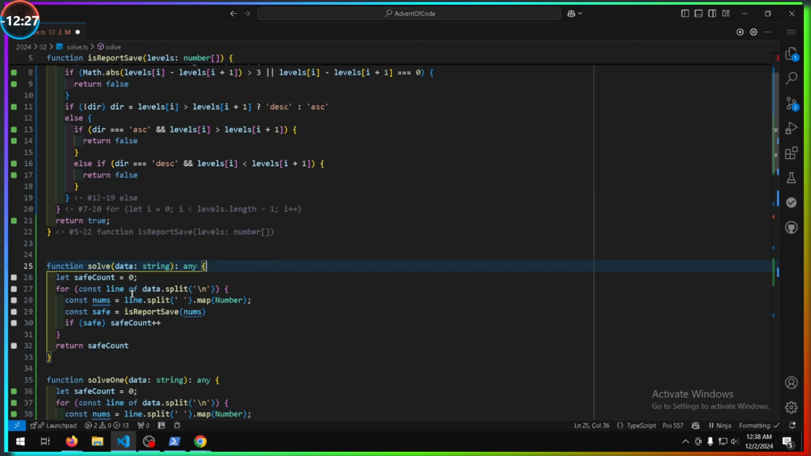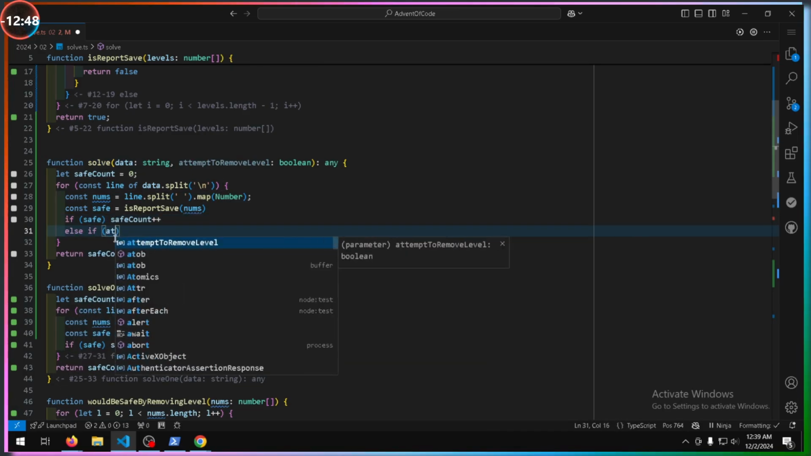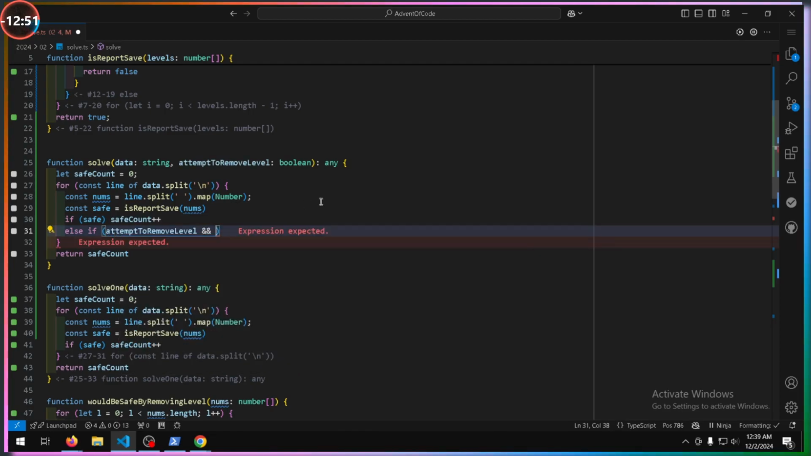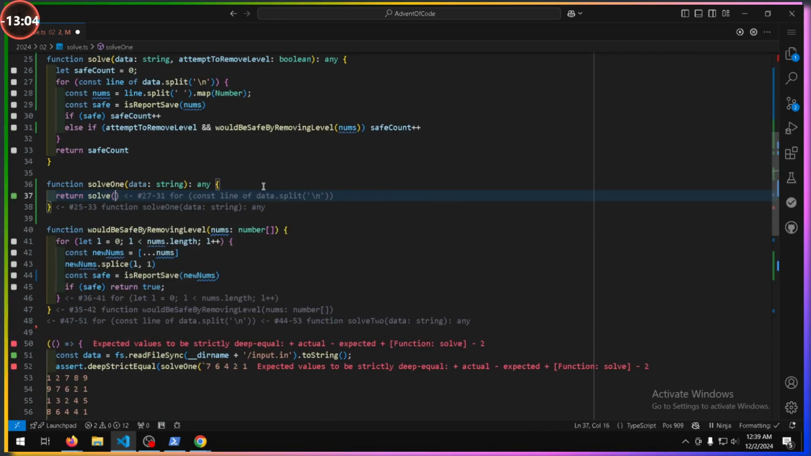So, panel here, attempt to remove level boolean. There we go. If safe. And then, so if it's not safe, else if attempt to remove a level and would be safe by removing a level, safe count plus plus. I think that's the logic I needed. Great thing is we'll find out when I just call this.